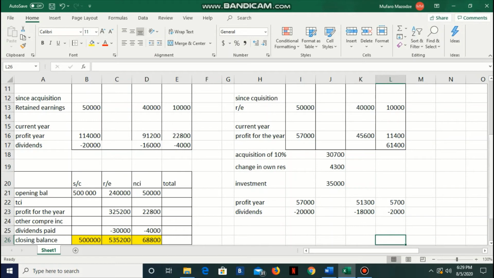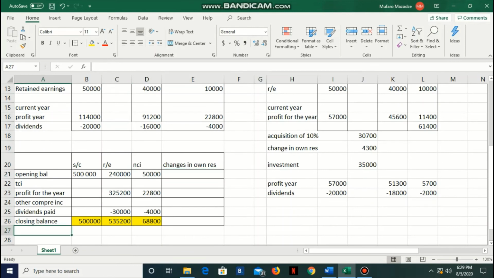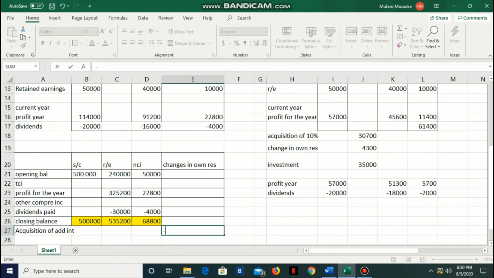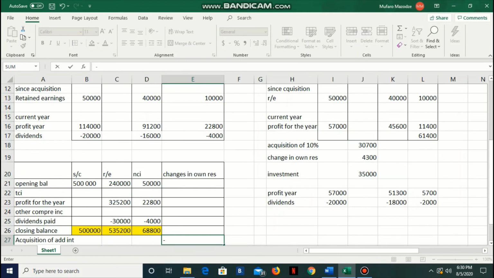So now let's do our statement of changes in equity. I'm literally just going to use this one, guys, and I'm just going to put a changes in ownership reserve. Okay, it's not letting me. There we go. And then all you do is add a separate line that says acquisition of additional interest. And you put it under the changes in ownership as a negative reserve, and it is this goodwill that we calculated in our analysis, which is right here, sorry guys, it is 4,300.